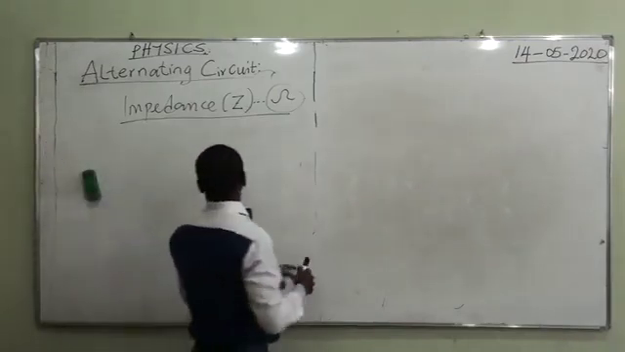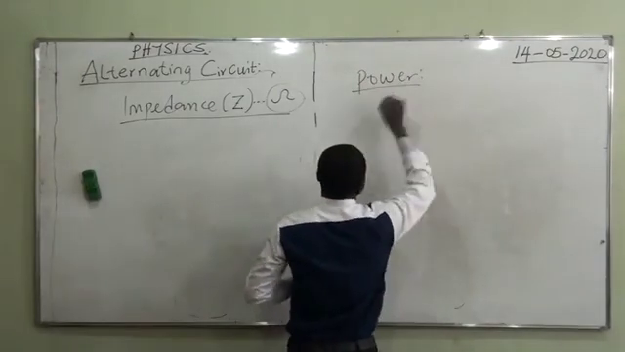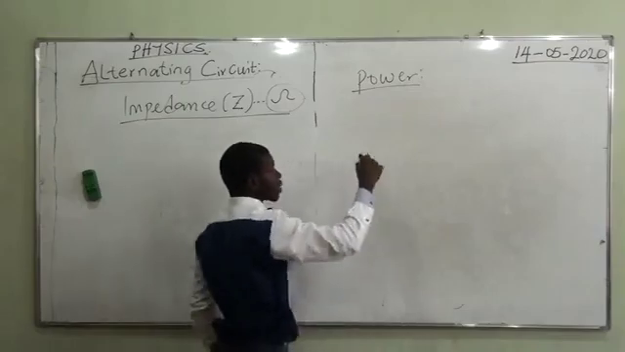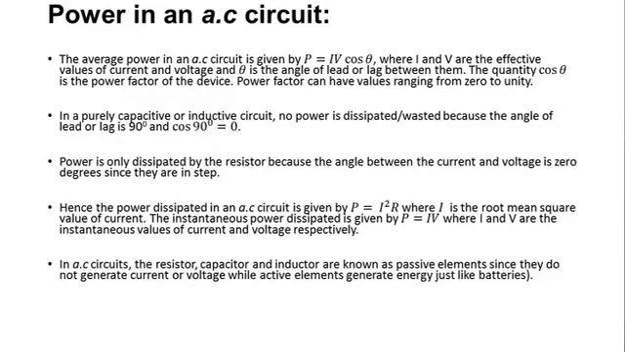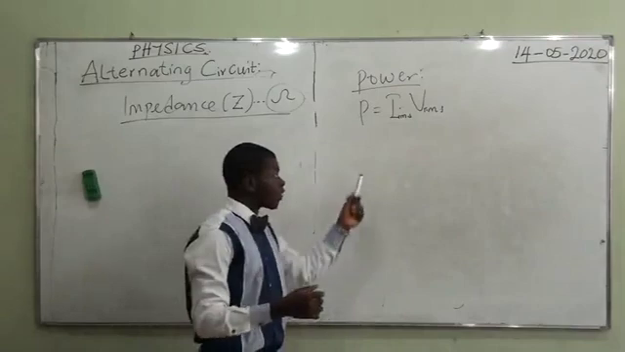So power in an AC circuit. Power is expressed as a product of current times voltage. Here we are looking at the effective value or the root mean square value of the two. By the way, have I told you the meaning of root mean square value?